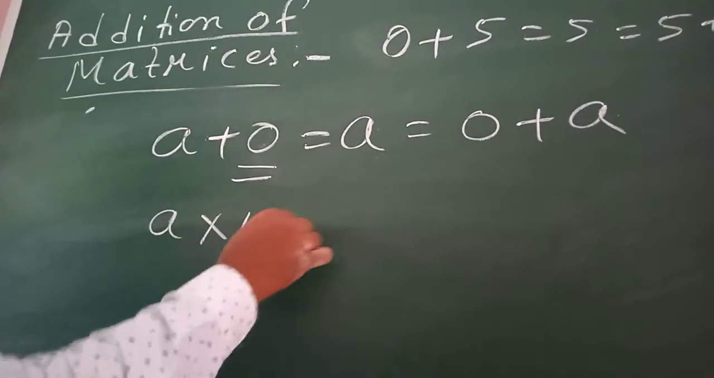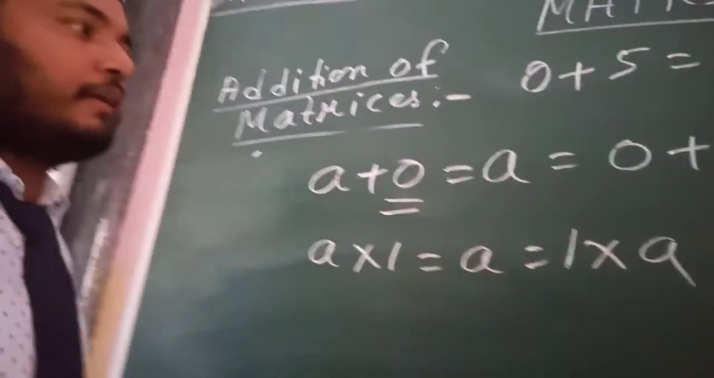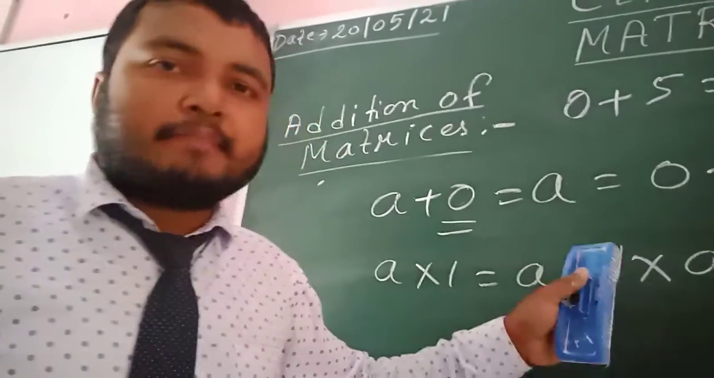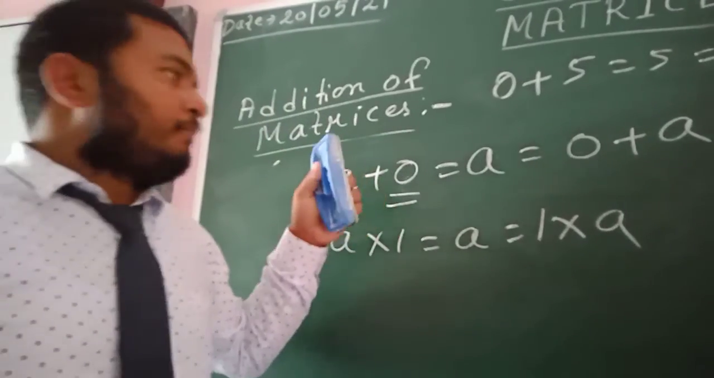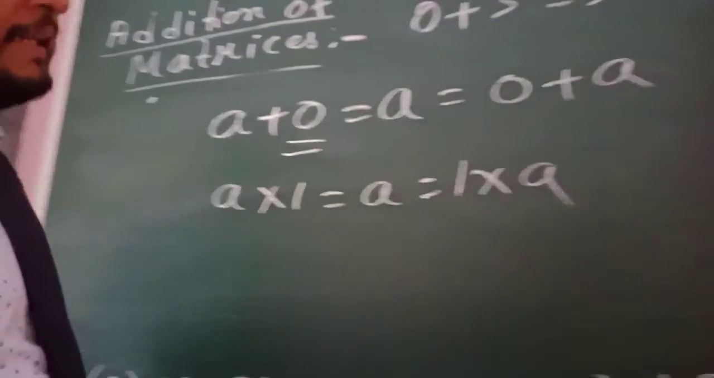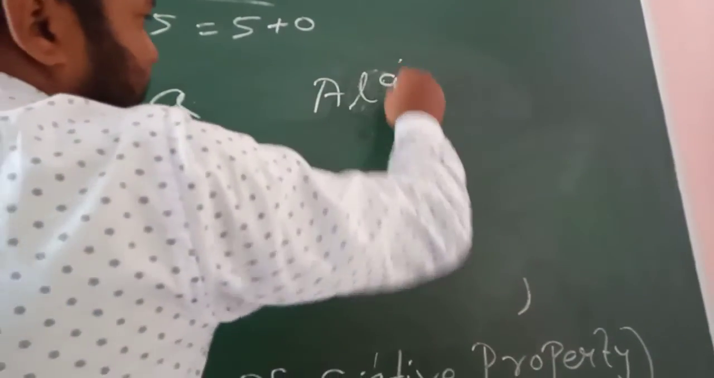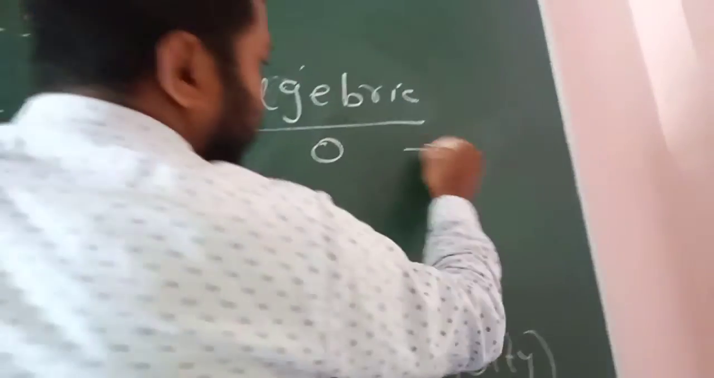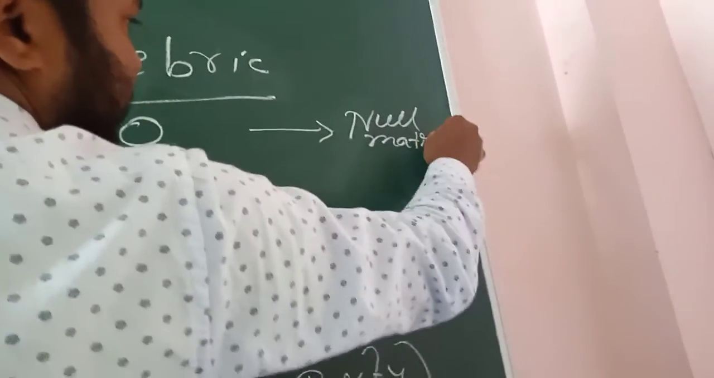In case of multiplication, 1 is the identity. Any number you multiply with 1, we get the same number. So 1 is the identity element in case of algebraic multiplication, and 0 is the identity in case of algebraic sum. Algebraic 0 in case of matrices becomes the null matrix. Algebraic 0 is equal to the null matrix.